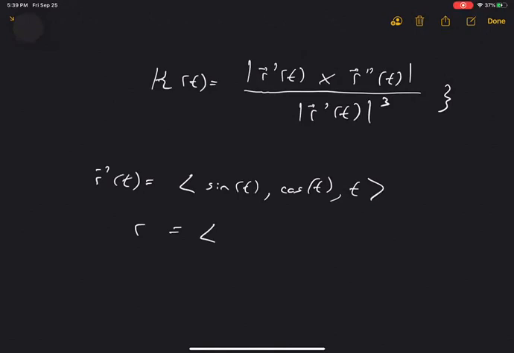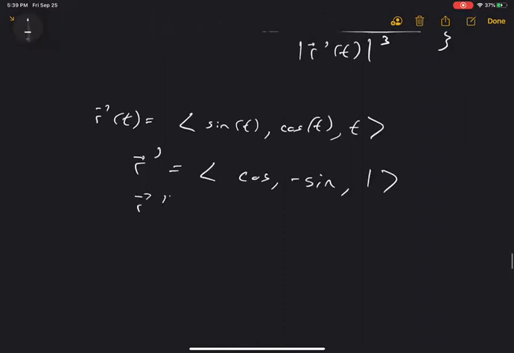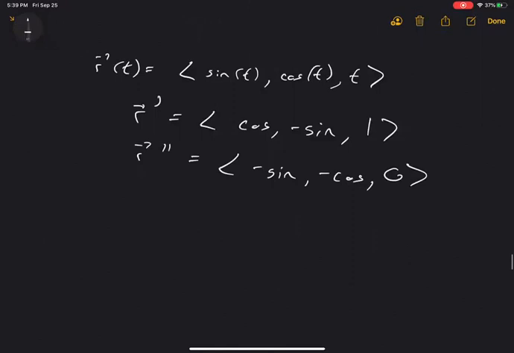Try and make it clear what I'm saying. Okay, this is a vector, r prime: cosine, negative sine, 1. What's r double prime? Well, that's going to be negative sine, negative cosine, 0. I'm leaving out my t's, but yeah, they're there.